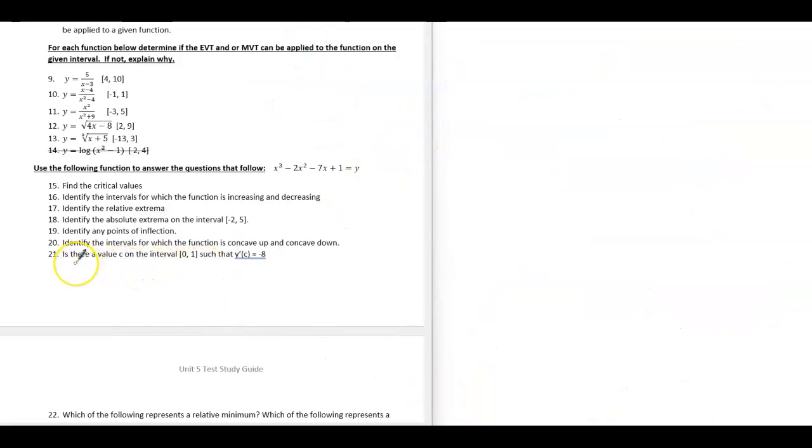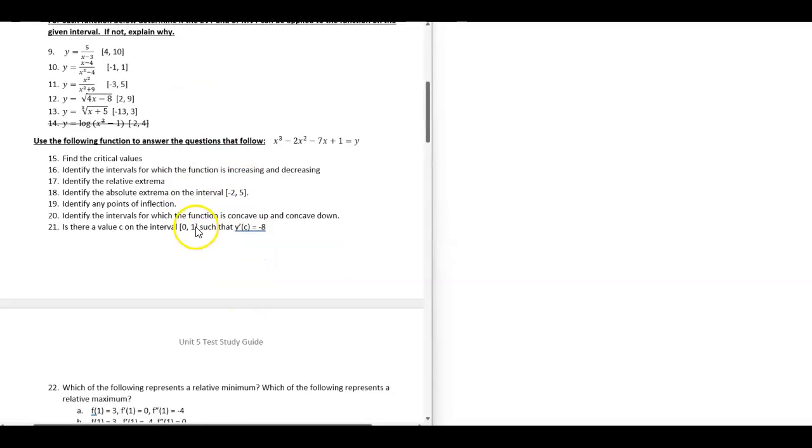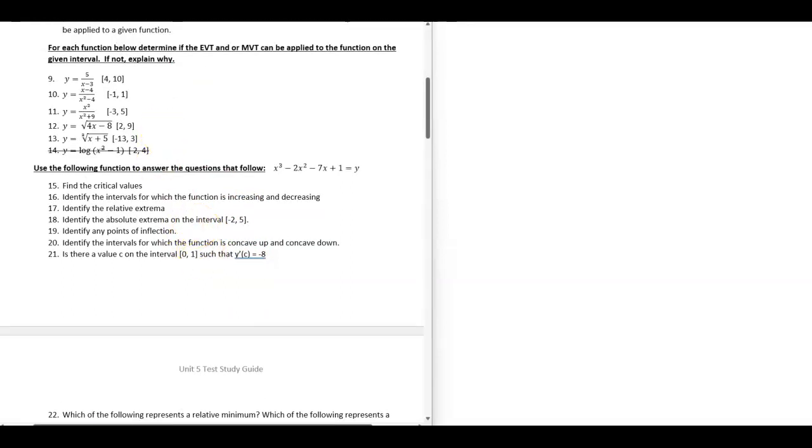Now let's go ahead and do number 21. Number 21 is asking us, is there a value c on the interval from 0 to 1 such that y prime of c equals 0? Now, this is a mean value theorem question. Technically, when you do these, you're supposed to make sure it's continuous and differentiable, but I'm going to give you a polynomial for this, so you don't need to check that it will definitely work. So we just need to go ahead and get started with the problem.